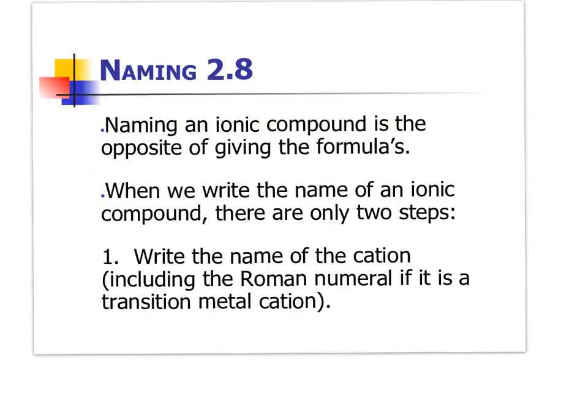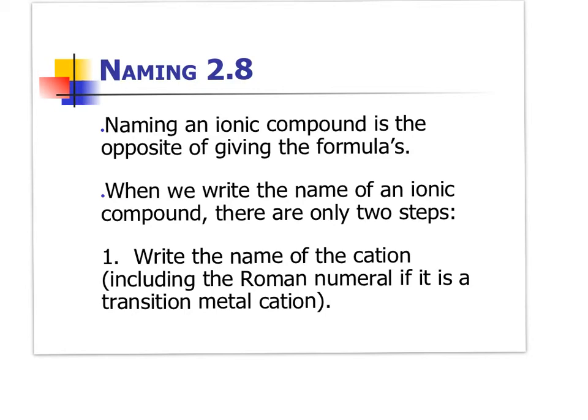Now, what do I do when I want to go the other way? When I have a formula and I want to have the name? Well, it's the same thing. It's 2 steps. You write the name of the ionic compound. There are 2 steps.